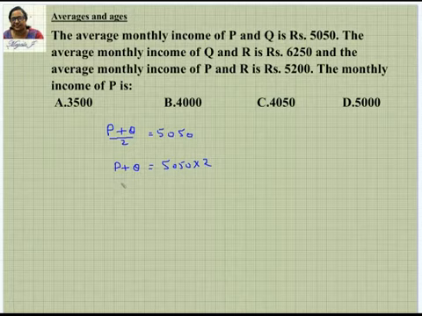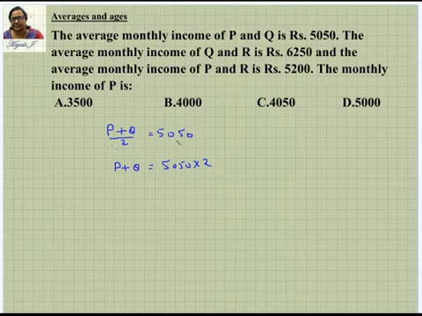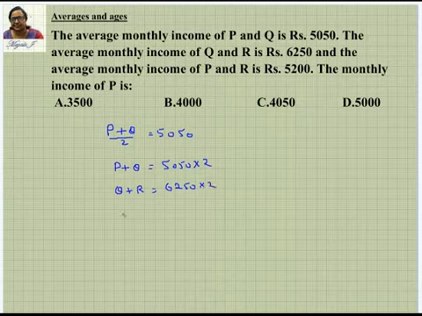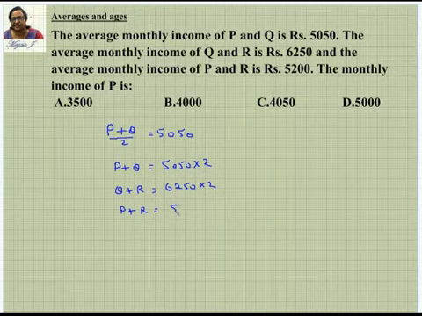Next, you consider Q and R. You can write it in this form, 2 times this average. Same thing for Q and R, I can directly write Q plus R is nothing but 6250 into 2. Similarly, the next two, P plus R is equal to 5200 into 2. So these are the 3 values you have.